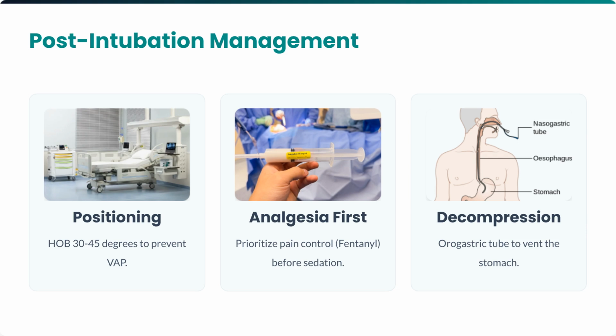Post-intubation management involves positioning the head of the bed at 30 to 45 degrees to prevent VAP. Prioritize pain control with analgesia and decompress the stomach using an orogastric tube.